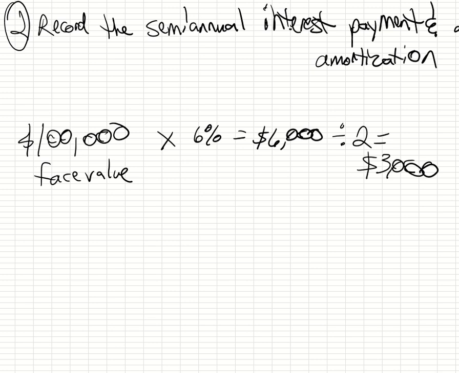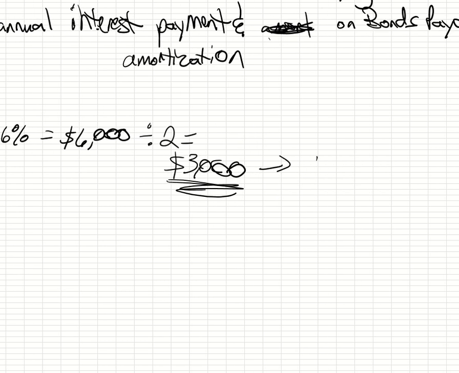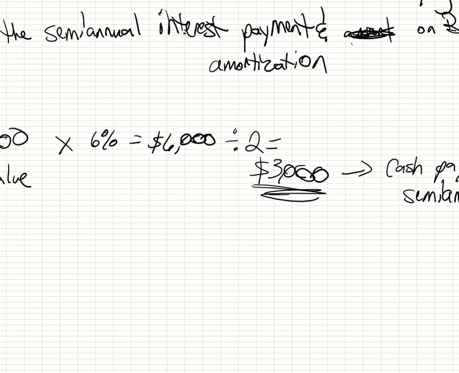Now, you can compute this a different way. You can take $100,000 multiplied by 6%, and you can multiply it by 6 out of 12 or 1/2, whatever works for you. As long as you get to this $3,000, that's what matters. So this $3,000 is going to be the cash amount that's going to be paid semi-annually on the bond. Specifically, it's for interest. Okay.